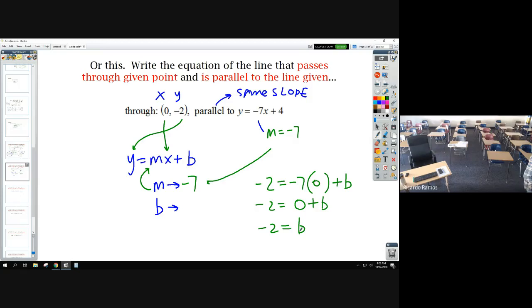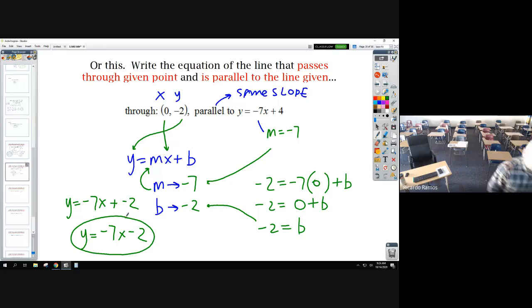Okay? Stick with me, guys. Okay, I see you, Mia. Mayalene, let me know, okay? Okay. We got our two pieces. What's our equation? Y is equal to -7x. You can write plus a -2, but to be formal about it, plus a -2, that's just -2 right there. Okay?